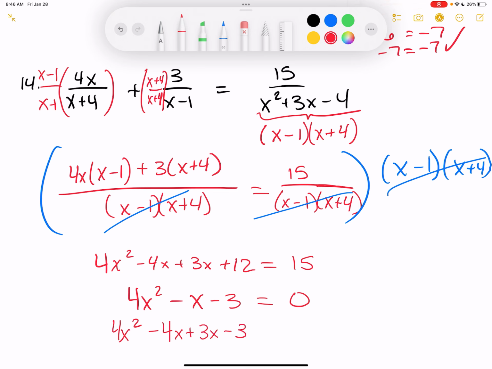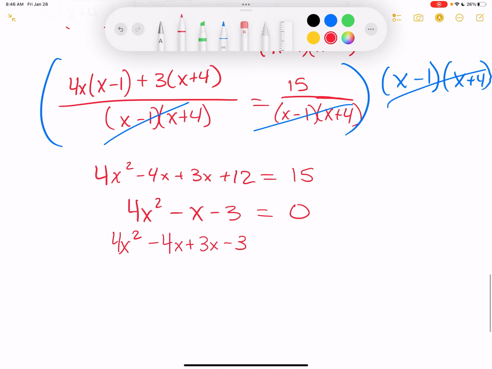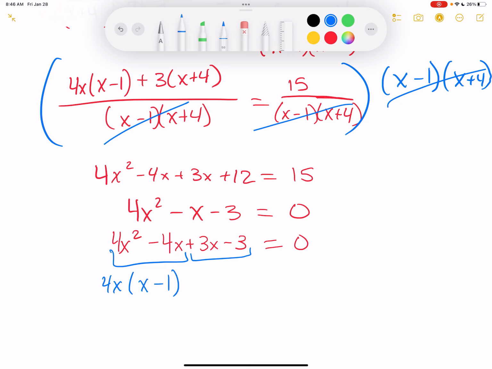Yeah, it'll give you negative 3, because it's going to give you the negative, and so then group. Take a 4x, leaving you with x minus 1, take a 3, x minus 1. So then I've got 4x plus 3 times x minus 1.